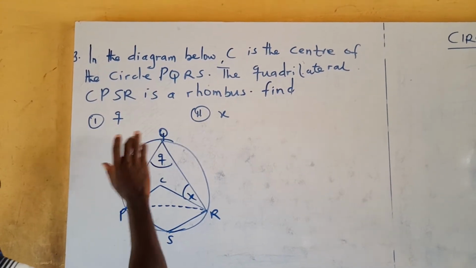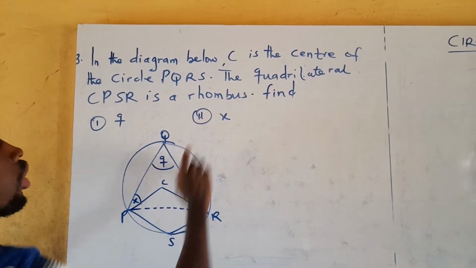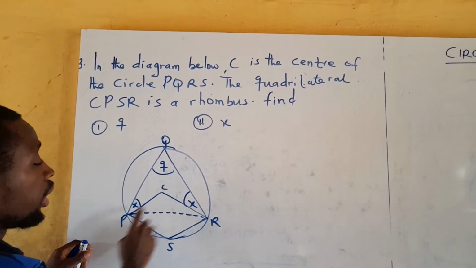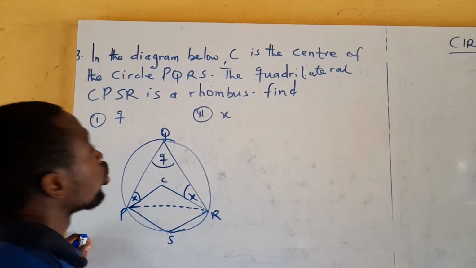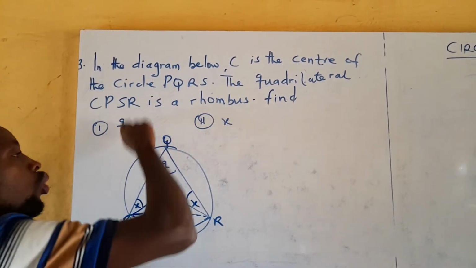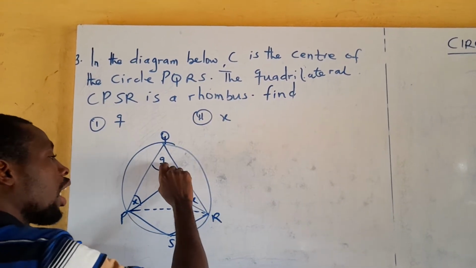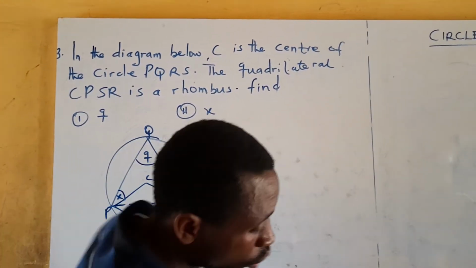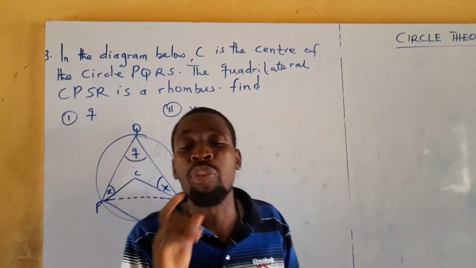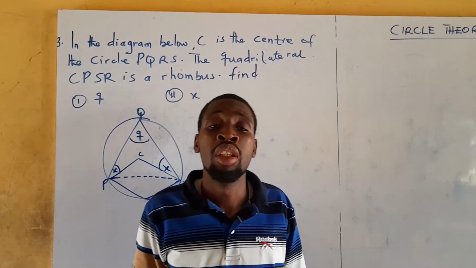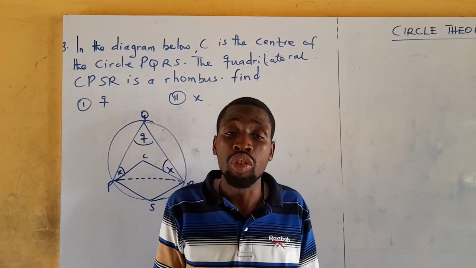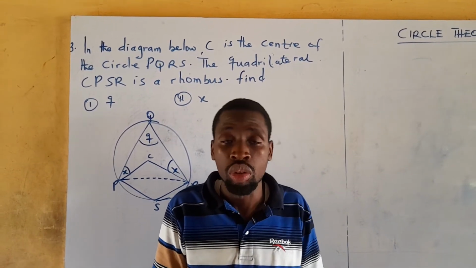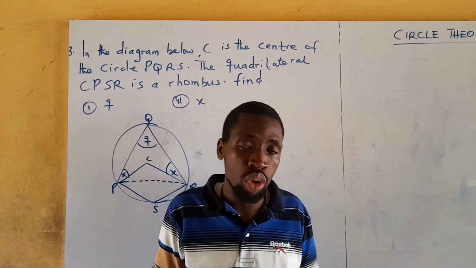The quadrilateral CPSR is a rhombus. Find Q and X. That's the angle here, Q, and the angle there, X. So before you can solve this question very well, you should know some properties of plane shapes. The opposite angles of a rhombus are equal. You should know that the opposite angles of a rhombus are equal.